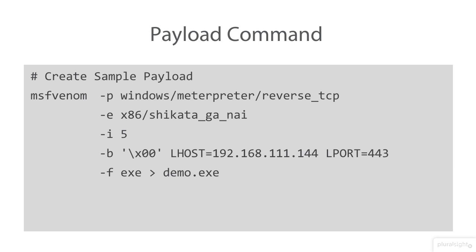So LHOST and LPORT. And then -f was the format, and we chose an executable. We could have chosen a PDF or something else. And then we outputted the name of that one. Of course, in order for this to work, we have to physically copy that file somewhere where someone's going to execute it. Now, that's part one.